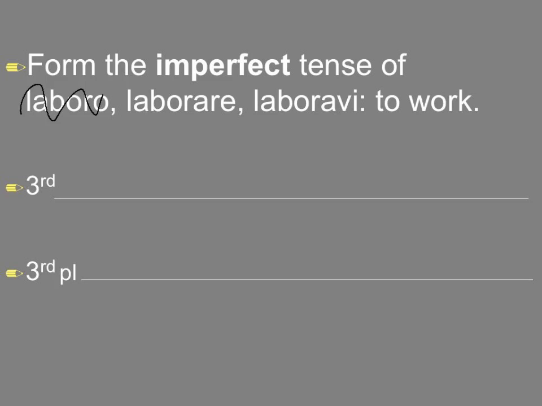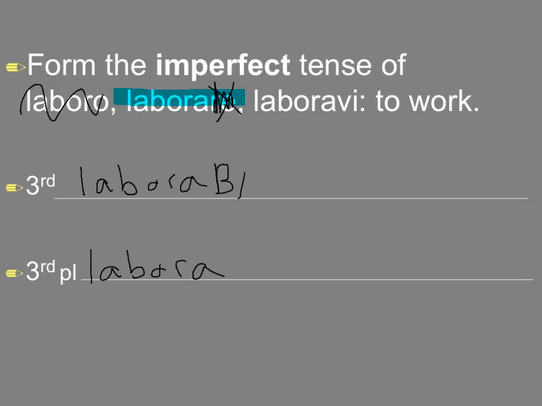It's present tense. For the imperfect tense, we're going to use the second principal part, laborare. But I need to chop off the RE when I'm forming it. So take off that RE, and I'm going to plug it in down below. So labora and labora are my stems there. Then I need to add a BA to both of them. It doesn't have to be capitalized, I'm doing it for emphasis.